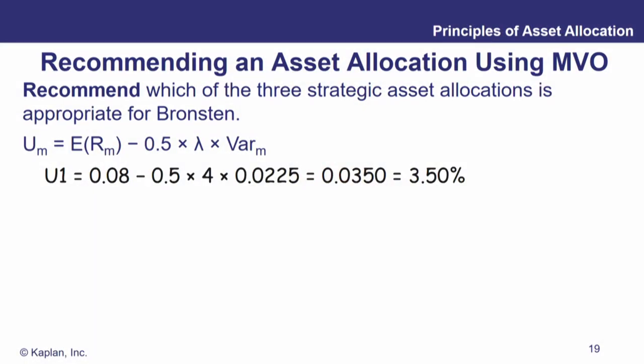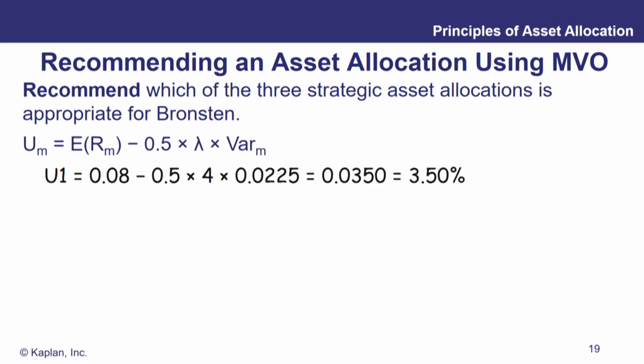Okay, so recommend which of the 3 strategic asset allocations is appropriate. Okay, so one way we could do this is by using a utility function. So we have a lambda, we have a risk aversion coefficient of 4. And so what we can do is then use our utility equation to figure out which one of these asset allocations give us the highest expected utility. Okay. Now notice the coefficient here in that second term is 0.5, not 0.005. So if it's listed as just 0.5, that means we need to put these numbers in here in decimal form.